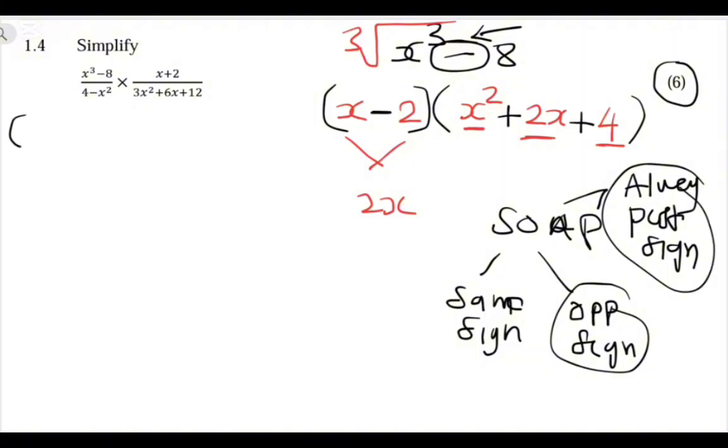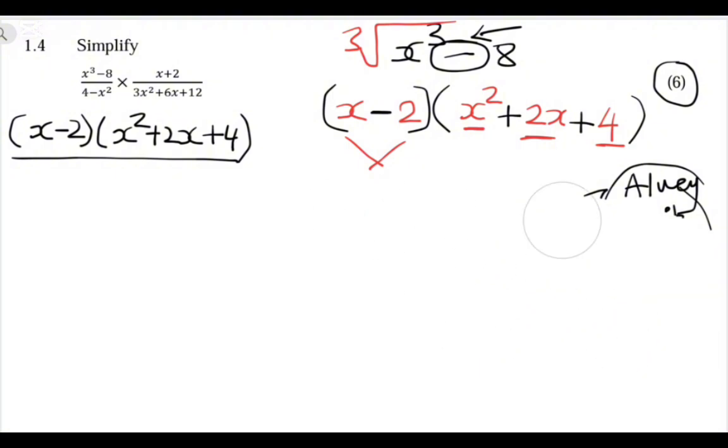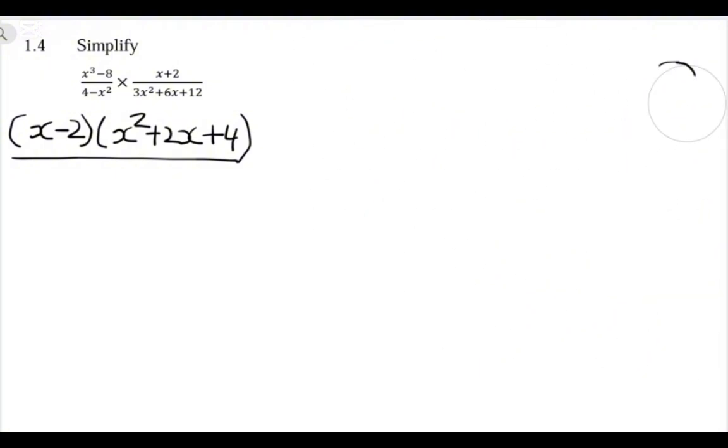So to factorize the one at the top, we're going to have the following, which is that one, perfect. So now we're going to the denominator of the first term. How can we deal with that one?